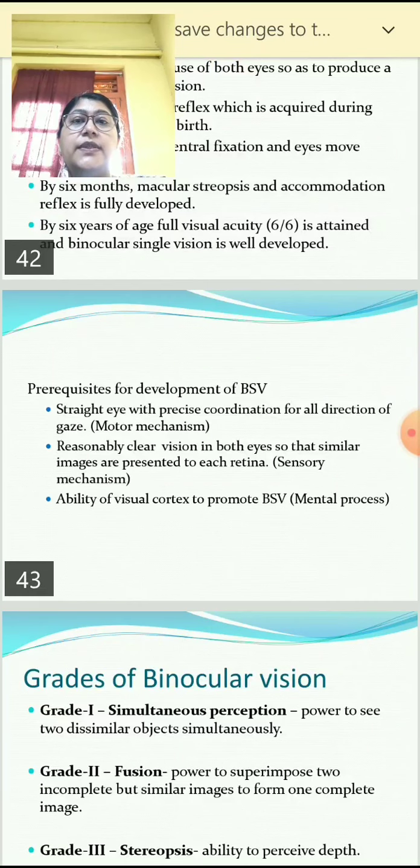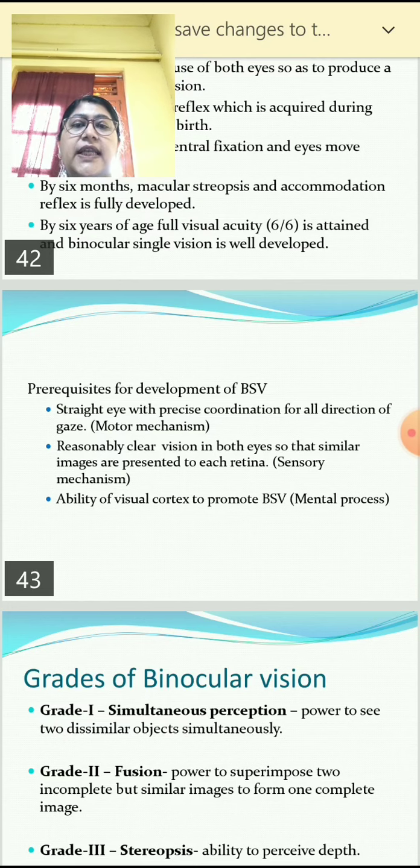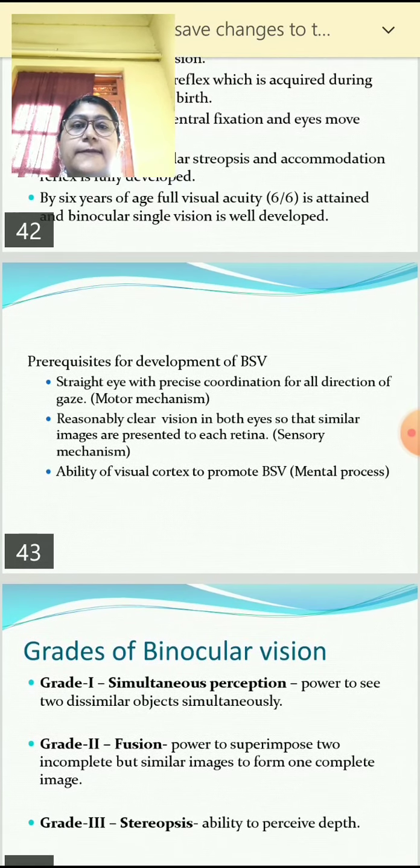What are the prerequisites for development of binocular single vision? We have the motor mechanism and the sensory mechanism. Motor mechanism means straight eyes with precise coordination in all directions of gaze, and sensory mechanism means reasonably clear vision in both eyes so that similar images are presented to each retina. So the ability of the visual cortex to promote binocular single vision is a mental process.